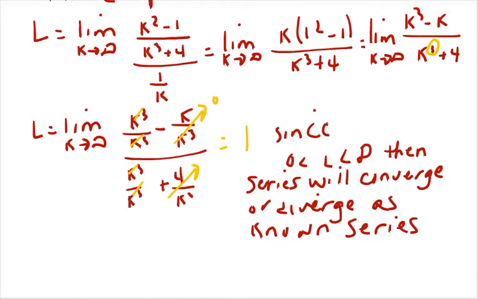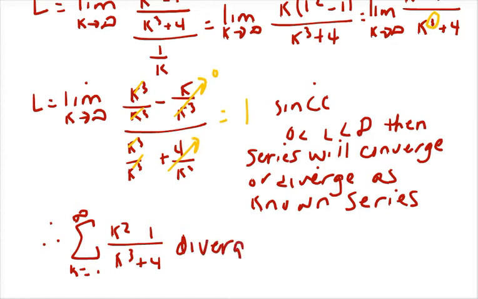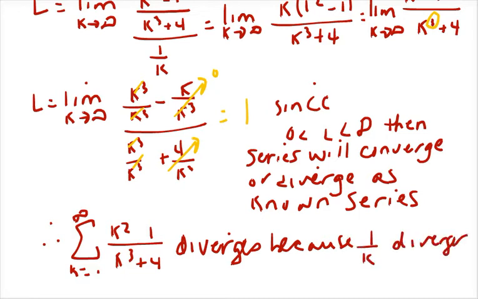Okay. So having said that, because we know that this is a harmonic series and it diverges, therefore the original series is going to diverge. So that's how you use the limit comparison test. So this is going to diverge because 1 over k diverges. Okay, so that's a wrap-up of the problem for the limit comparison test, and that was example 2.